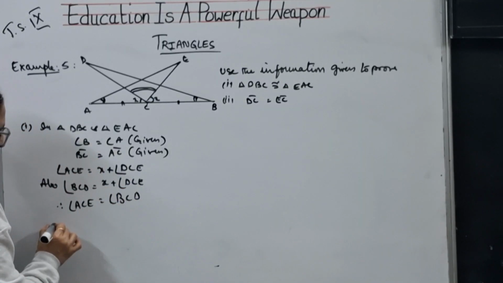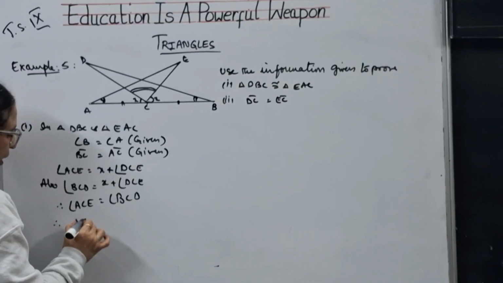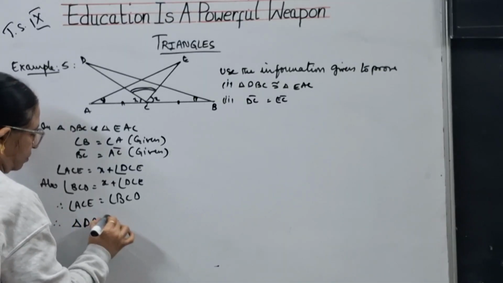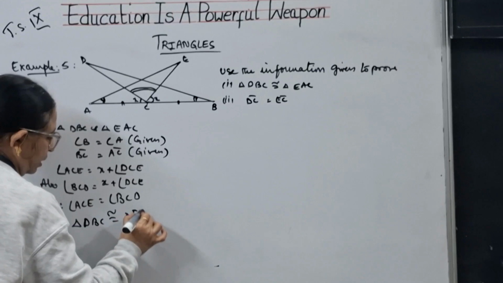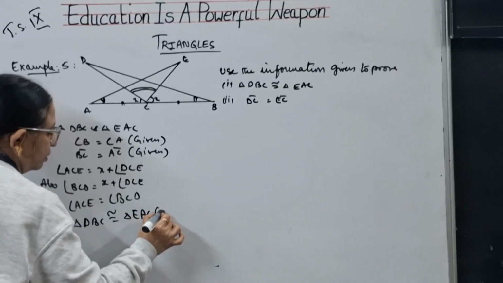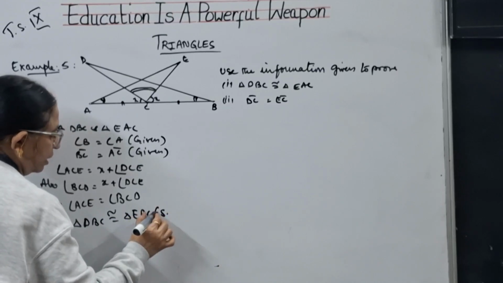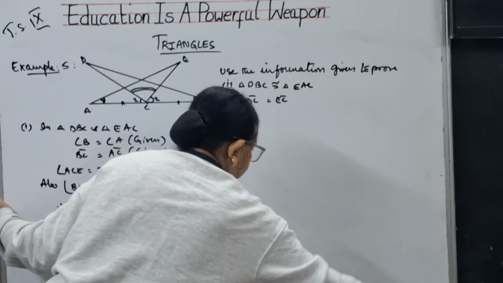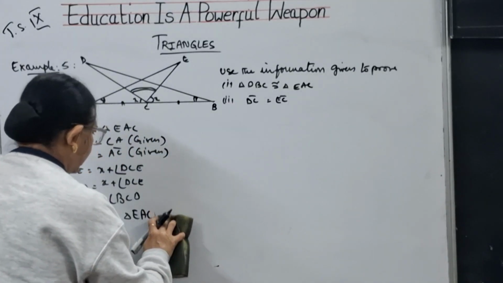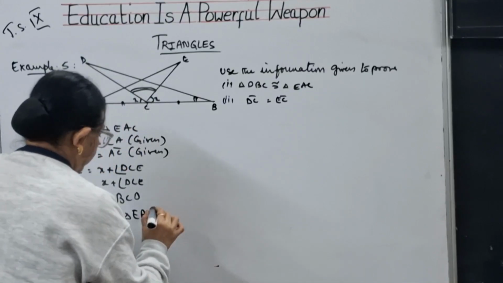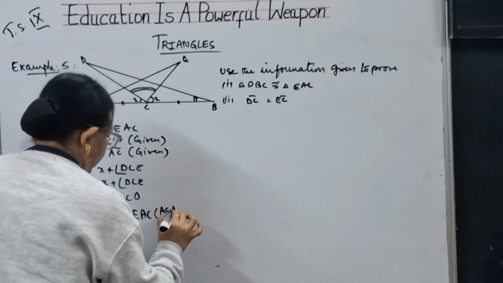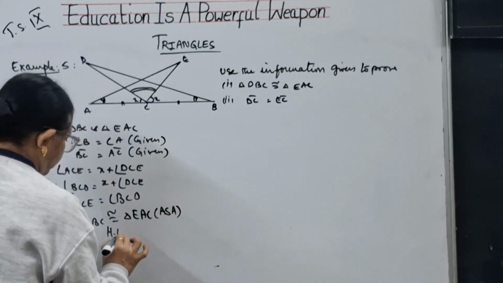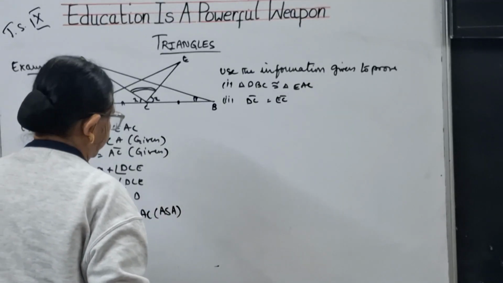Okay. Therefore, what can you say? Triangle DBC is congruent to triangle EAC based on the angle, side, angle property. Hence proved. We have proved the first bit.